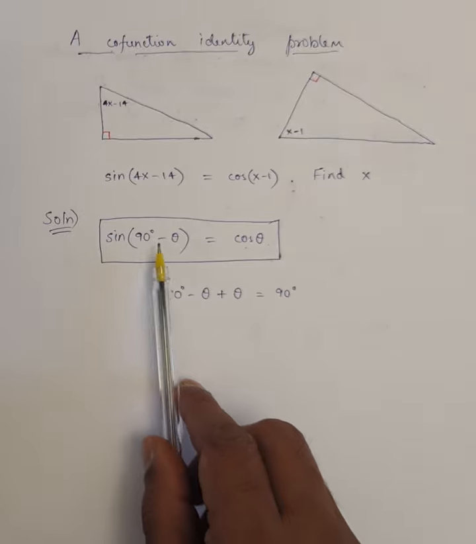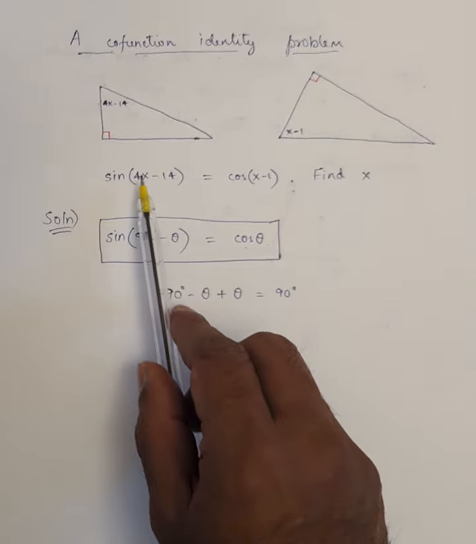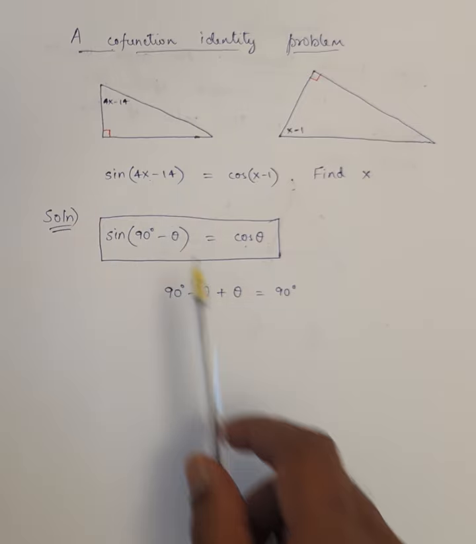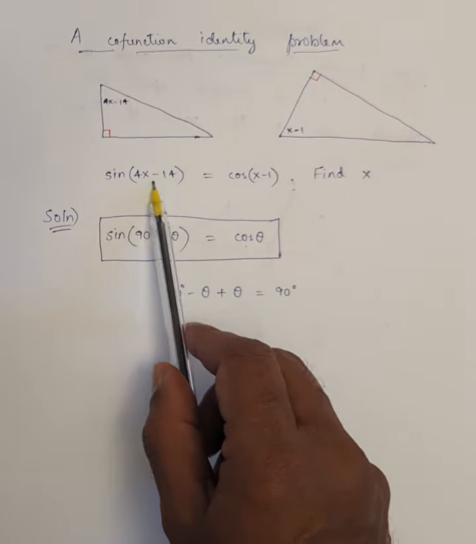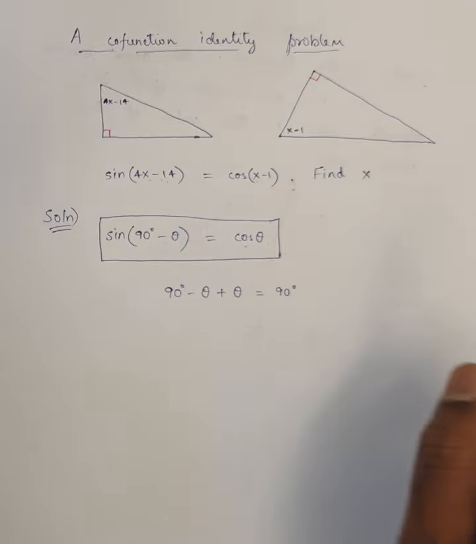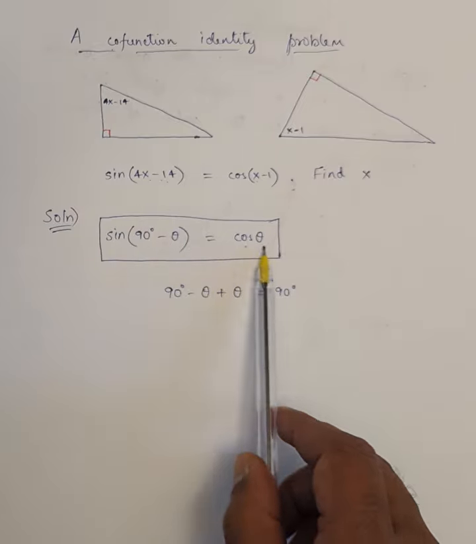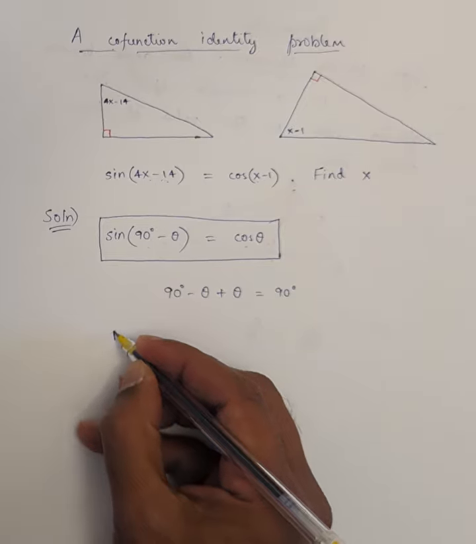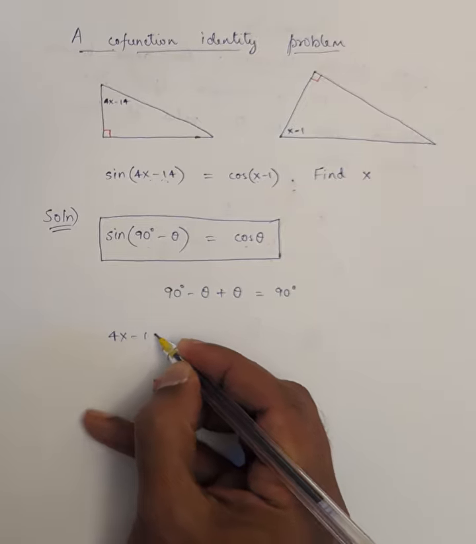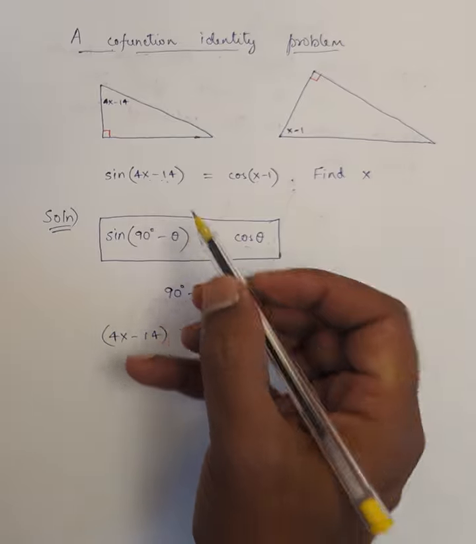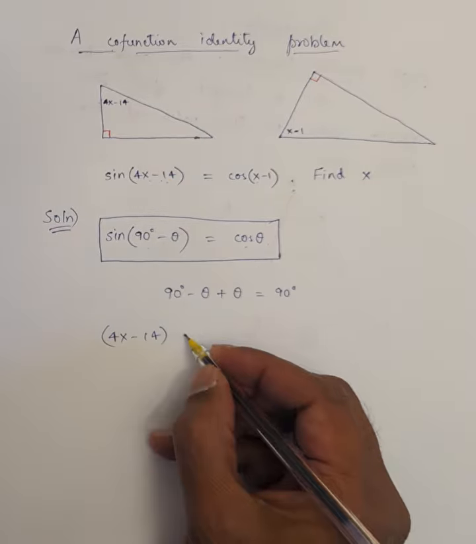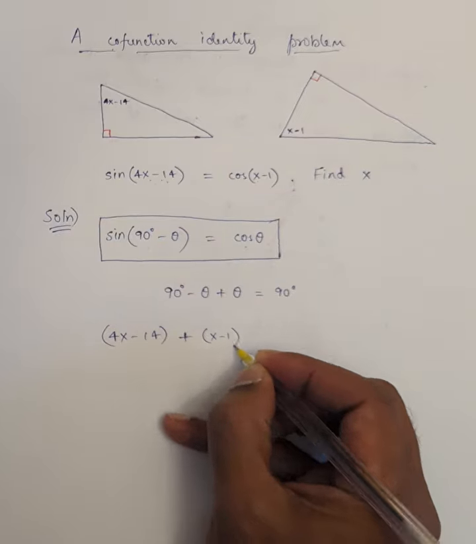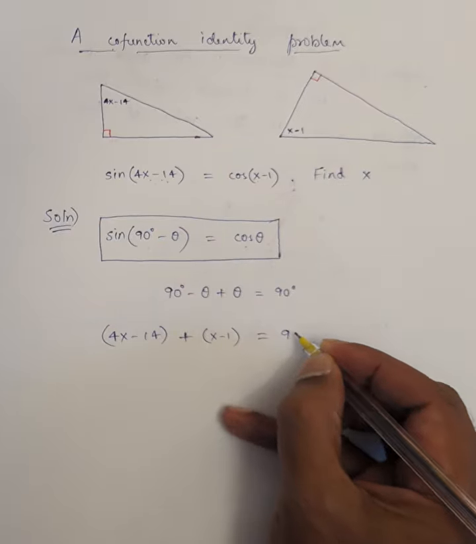So, in other words, now let's go ahead and use this to solve for x. We are given sine of something equals cosine of something. Now those angles should add up to 90, which means this is the equation I need to solve. 4x minus 14 is this angle plus x minus 1, and that happens to be 90.